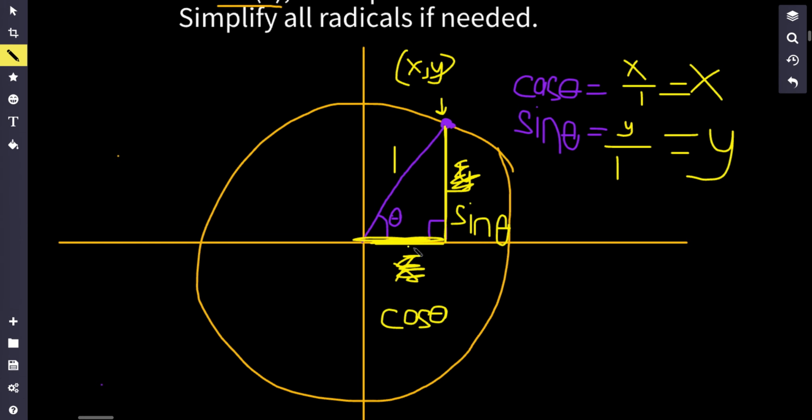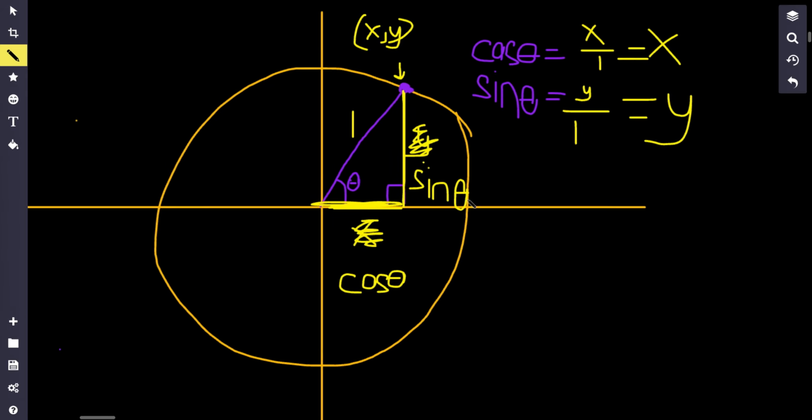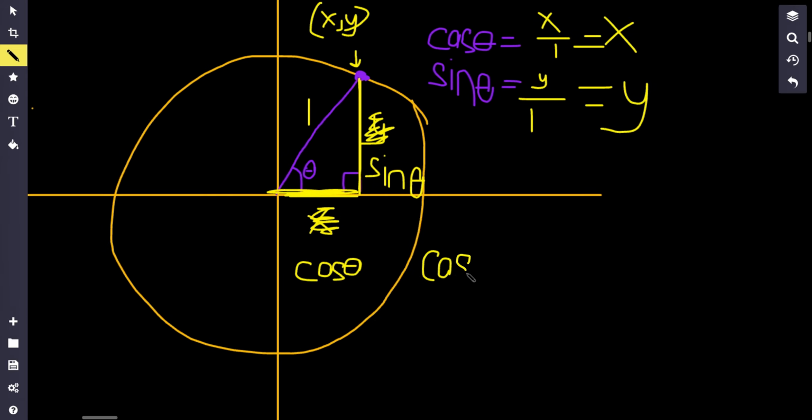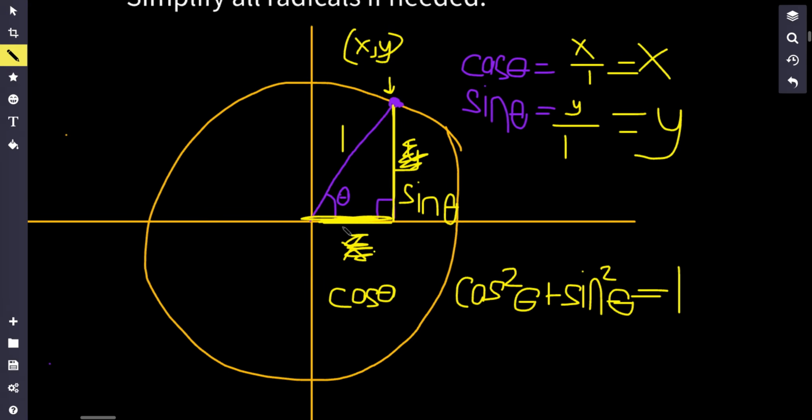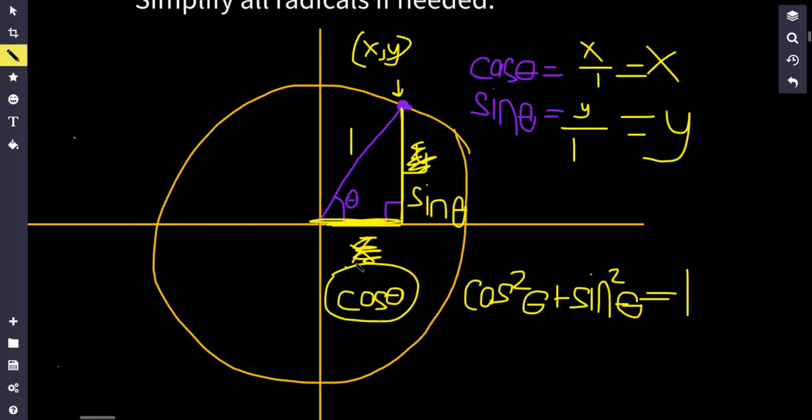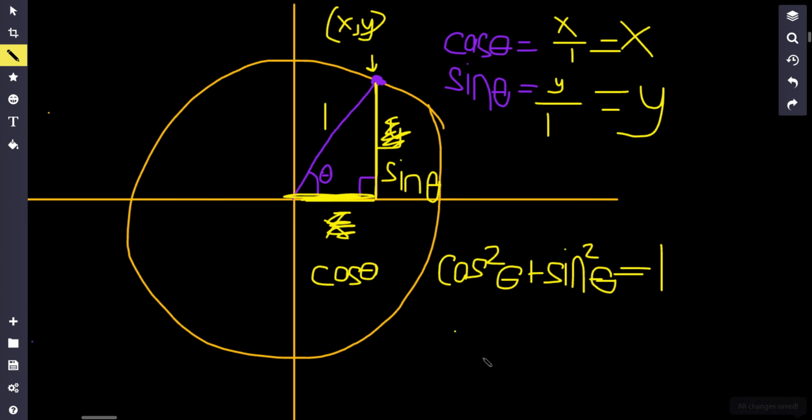Notice how this is a right triangle, so you can do the Pythagorean theorem. So we have a squared plus b squared is equal to c squared. And this is where the formula comes from, okay? a squared plus b squared is equal to c squared. 1 squared is just 1, so that's why I just wrote the 1 here.